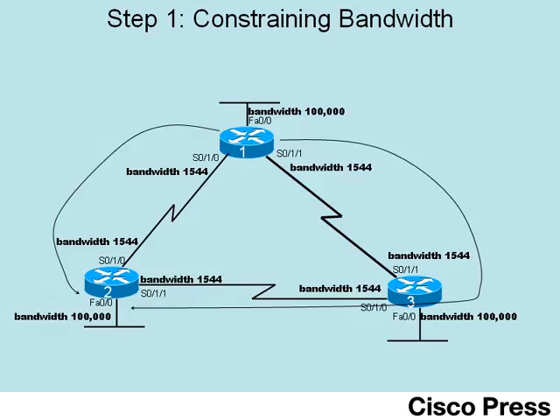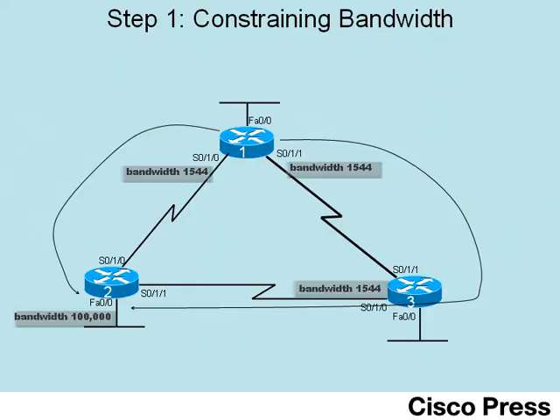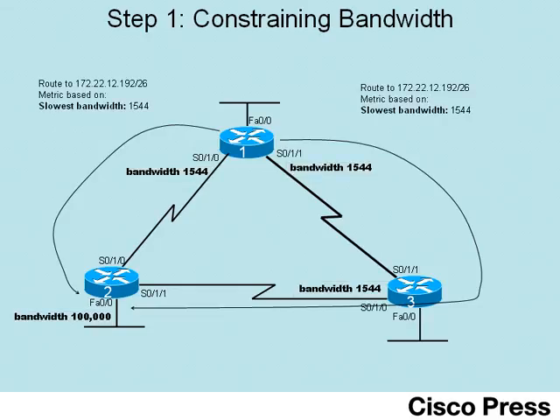However, EIGRP only considers the slowest bandwidth amongst all the links in a particular route. In particular, it considers the slowest bandwidth on the outgoing interfaces in each route. For example, here now the video removes the unnecessary bandwidth from consideration, so it just lists the bandwidth command settings for all the outgoing interfaces in these two competing routes. Well, as you can see here, the slowest bandwidth in each case is 1544. So, from EIGRP's perspective, both routes are equal, at least in regards to bandwidth.